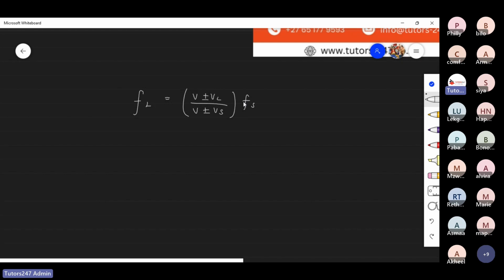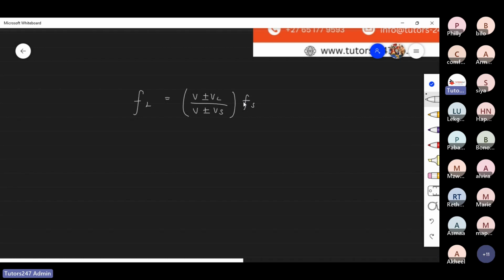All the L's represent listeners. All the S's represent sources. So FL is the frequency of the listener. Fs is the frequency of the source. The source is where the sound is originating from. For example, if there's an ambulance in the distance that's making a noise from its siren, that is going to be the source, and because you are listening to that ambulance, you are now going to be the listener.